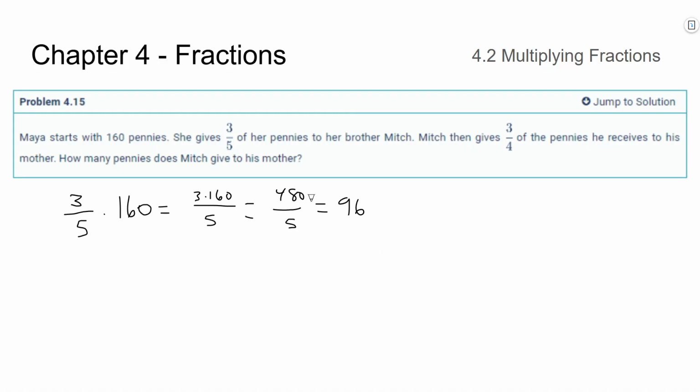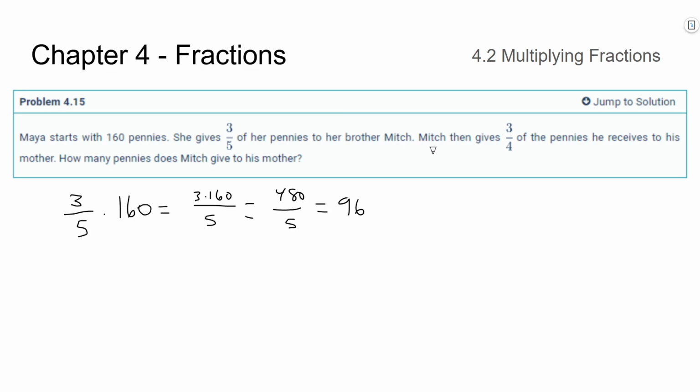Okay, so what does 96 mean? We go back to our word problem again, and where were we at? Okay, Maya started with 160 pennies. She gave 3/5 of her pennies to her brother Mitch. Right, that's where we were at. So we got 3/5 of 160, and that was 96. So we gave 96 to Mitch. Got it, okay. So Mitch has 96.